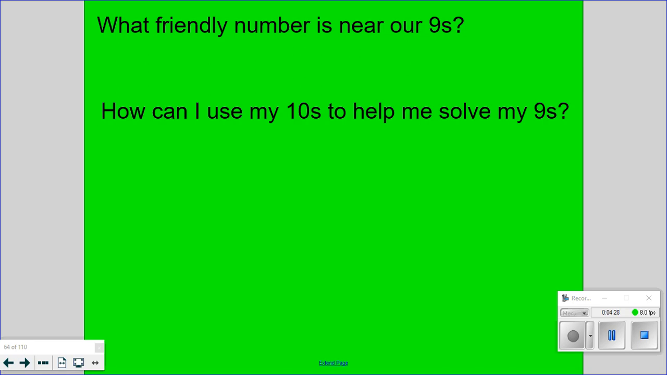I do want you to write down this question. You can make it a subtitle. We haven't written that much. It says, how can I use my 10s to help me solve my 9s?